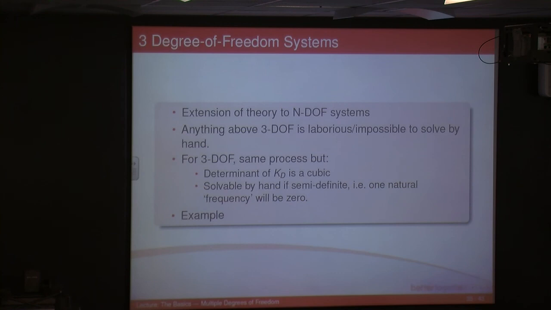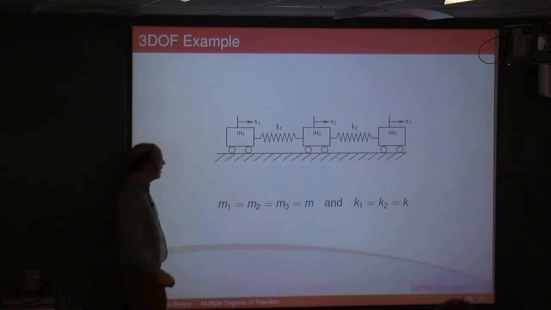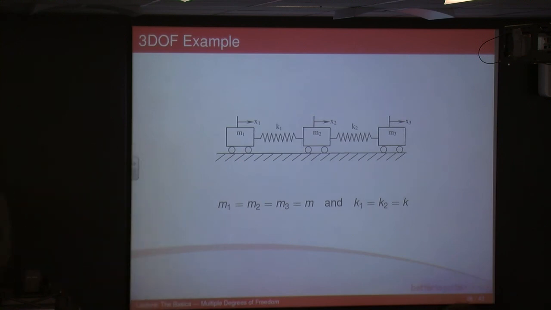So let's do an example. Here's my 3-degree of freedom system. I've got mass 1, mass 2, and mass 3. They're all equal to each other. I've got K1 and K2, the two springs. They're also equal to each other. And obviously I've got displacements x1, x2, and x3.